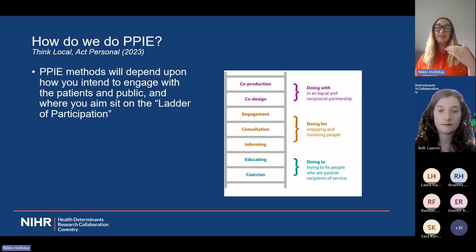And then the next step up is educating them. So we're just going to do it, but we'll at least tell you about it. I'm not going to talk about those two rungs of the ladder today because it's not something that we should be doing and not something we need to be encouraging.